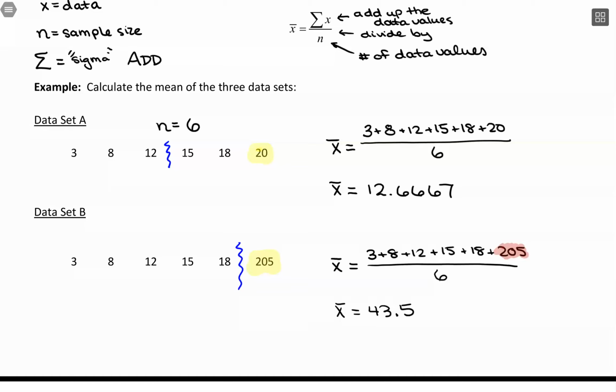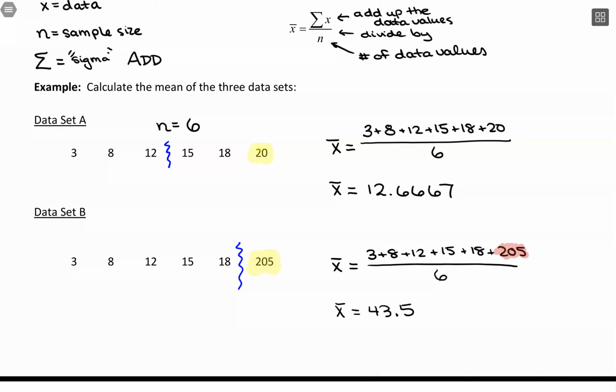However, we want to recognize that maybe this 43.5 isn't a great measure of center for this case, just because of that one extreme data value. So that's something we're going to think about with our data sets: when is the mean a good measure of center? It's going to come down to if there are outliers, which this 205 definitely looks like in this case, or if we see our graph, we can look at the skew of the data.